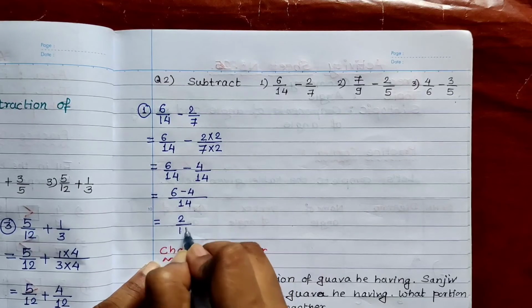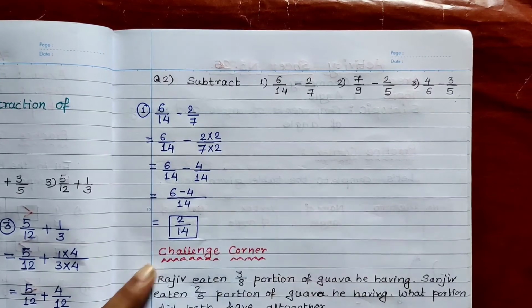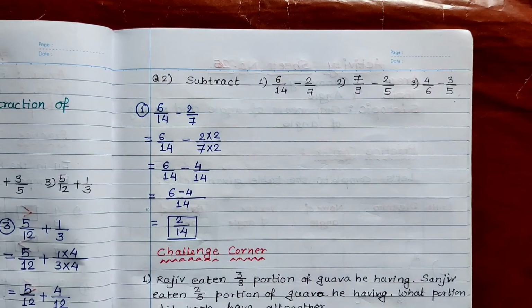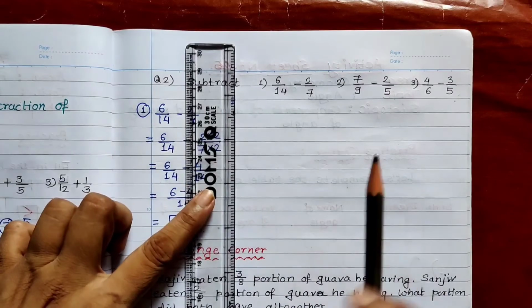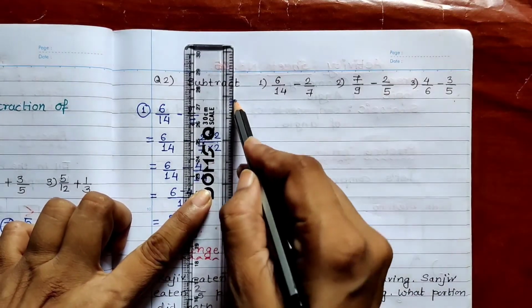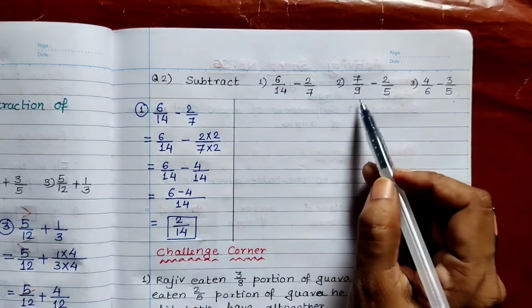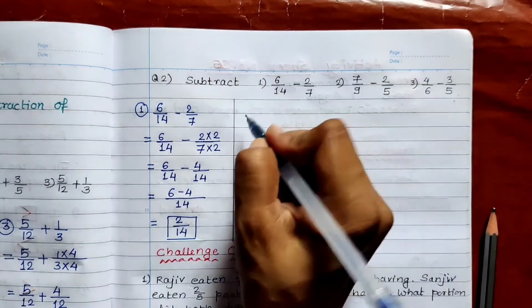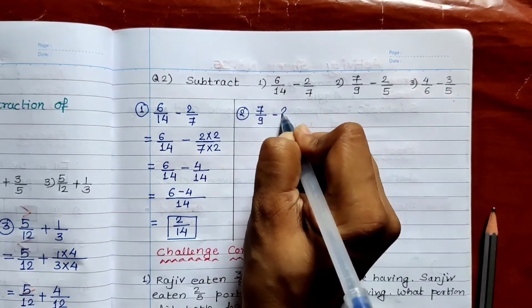2 upon 14 is the answer. In this way, we have to solve the second sum also. Let us solve. Let me make the partition. Okay. Now second is 7 upon 9 minus 2 upon 5.